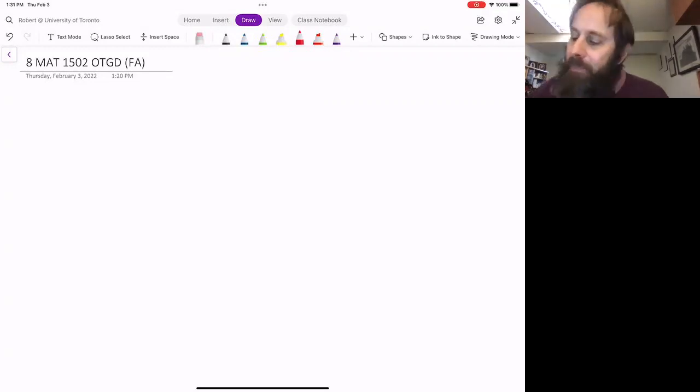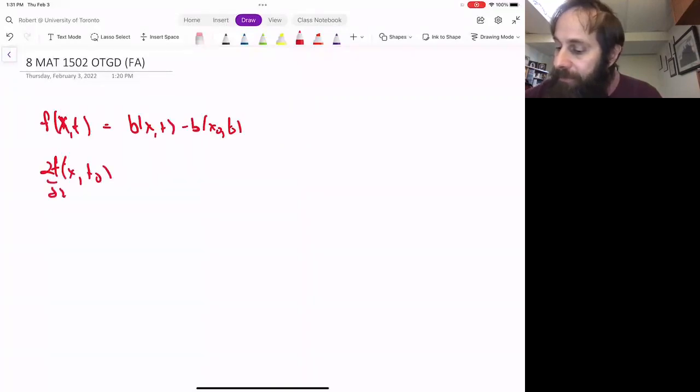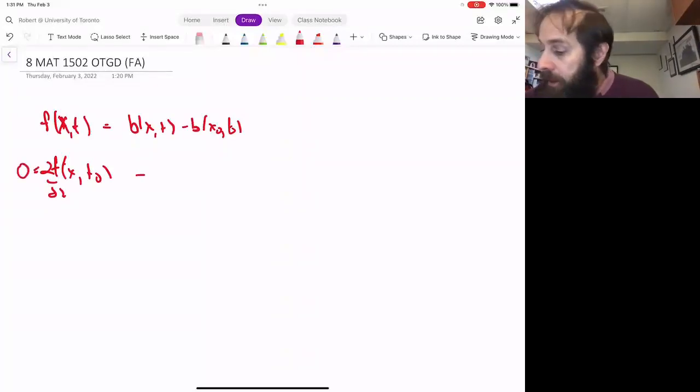So in the lecture, I talked about this Ma-Trudinger-Wang maximum principle, and I said, if we define f of x and t to be b of x, y t minus b of x naught, y t, and then if there's some x and t naught such that the derivative of f equals 0, where let me recall the context.